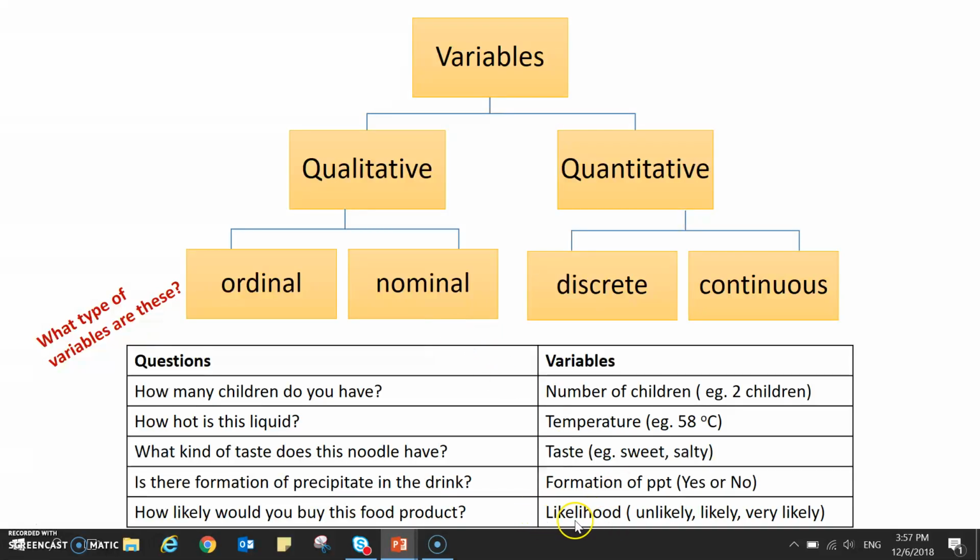Lastly, likelihood of buying the product. Unlikely, likely, very likely. There's a certain ranking order to this, as very likely is much higher than unlikely. And therefore, these are considered as ordinal variables.